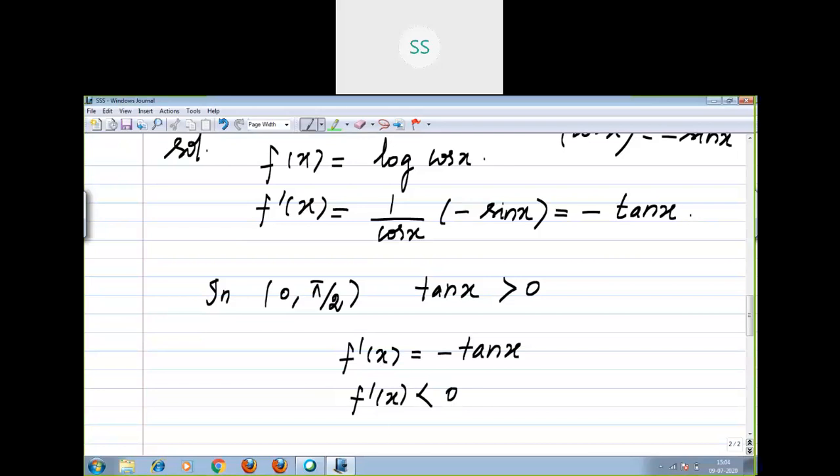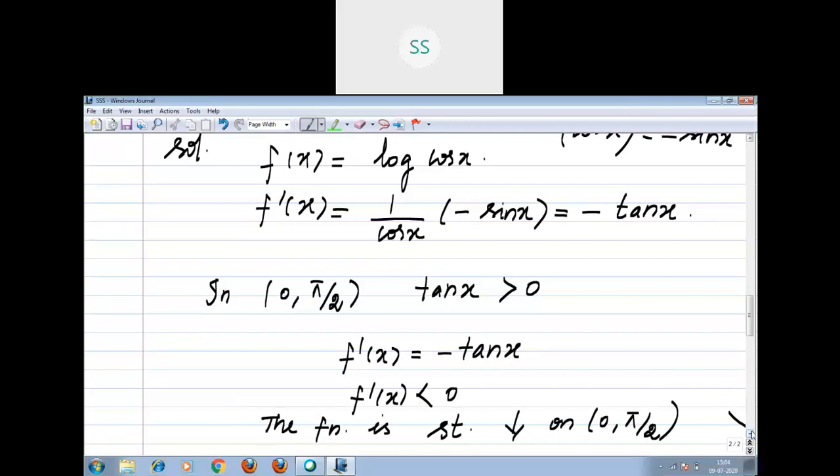If f dash of x is less than 0, what is the conclusion? The function is strictly decreasing on the open interval 0 comma pi by 2.